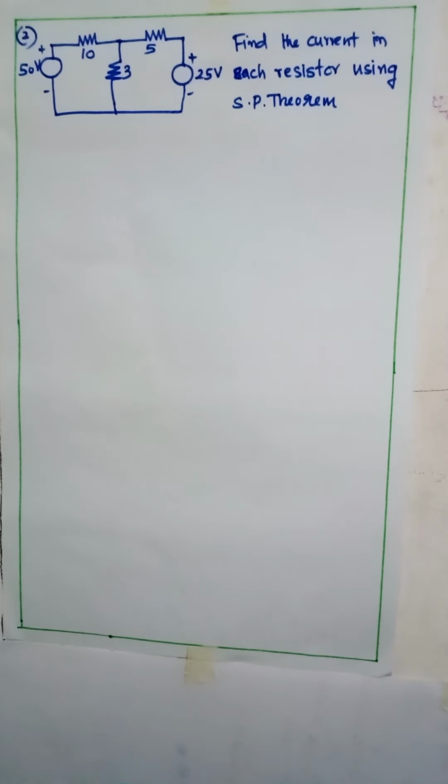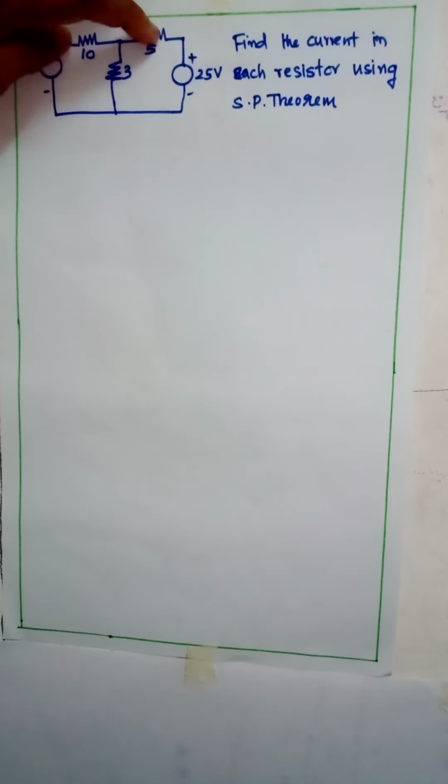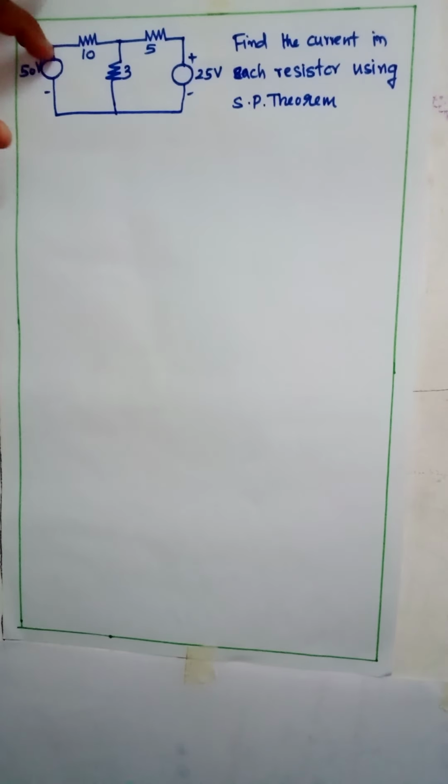This is the second question. Find the current in each resistor using superposition theorem. So here we have 10 ohm resistor, 3 ohm resistor and 5 ohm resistor, 50 volt source and 25 volt source. So first we have to remove one source and find the responses or current through 10 ohm resistor, 3 ohm resistor and 5 ohm resistor.